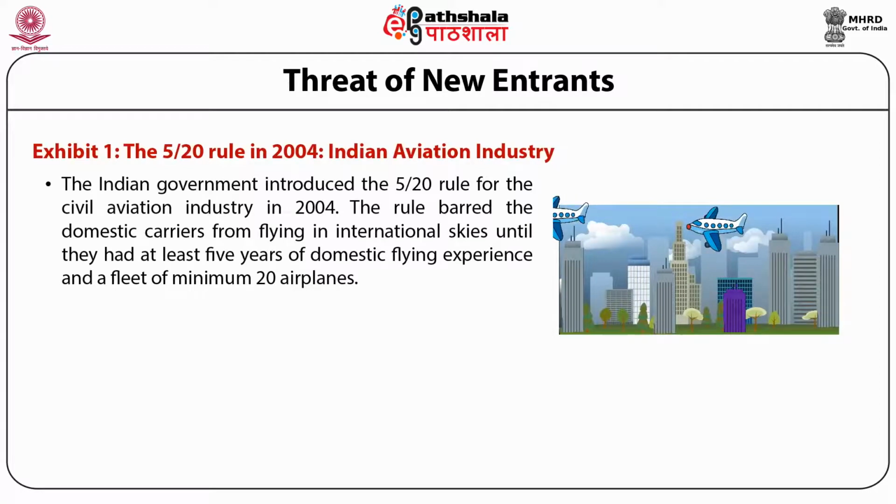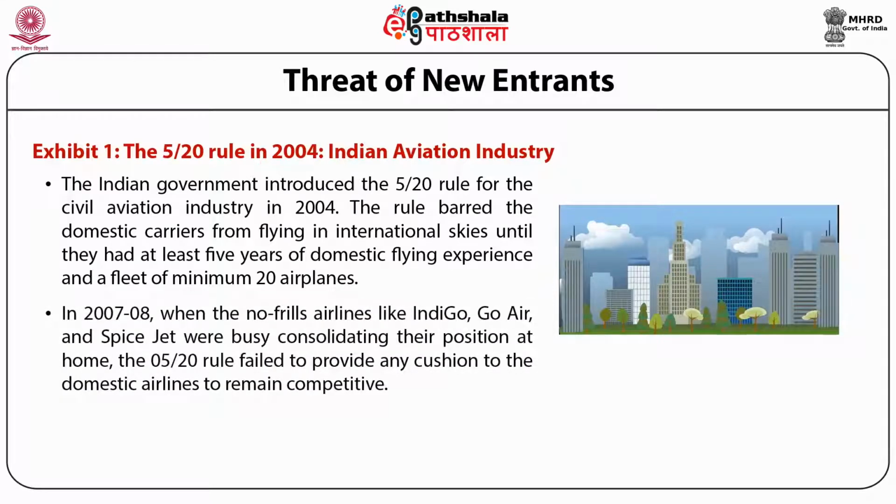The Indian government introduced the 5/20 rule for the civil aviation industry in 2004. The rule banned the domestic carriers from flying in international skies until they had at least 5 years of domestic flying experience and a fleet of minimum 20 airplanes. According to industry insiders, Mr. Naresh Goyal, chairman of Jet Airways, one of the oldest private airlines in India, was the man behind the lobbying for the rule so as to prevent its competitors from flying abroad and restrict them from capturing the Indian international routes.